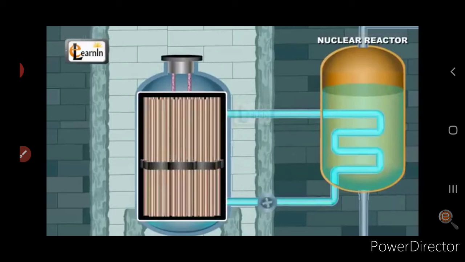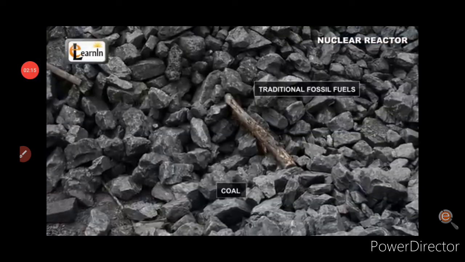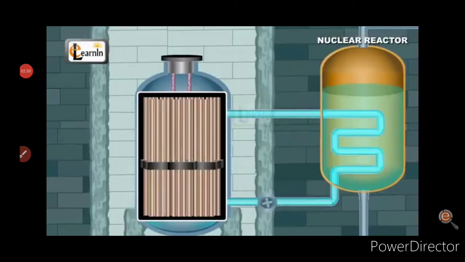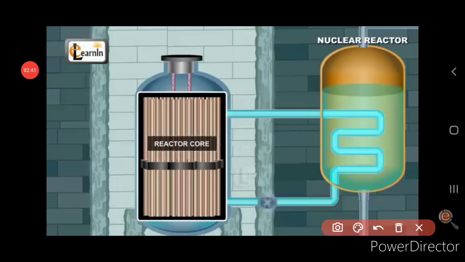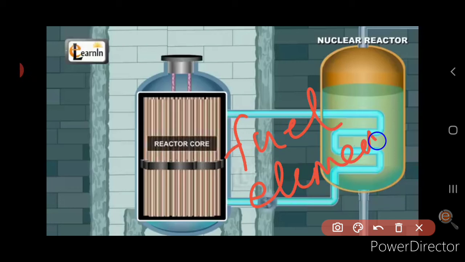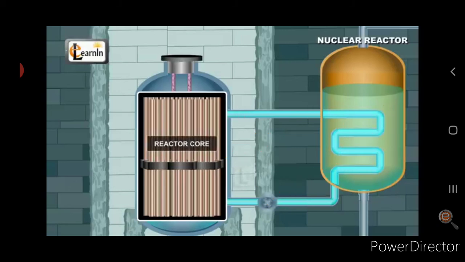In a huge reactor, nearly 1,000 fuel elements are kept in the reactor core. Traditionally, fossil fuels like coal are used, but in the nuclear reactor, uranium-235, an isotope of uranium, is kept in the form of rods 1 centimeter wide in the reactor core. Here in the picture you can see how the reactor core consists of the fuel elements in the form of rods. 1,000 rods are kept in the reactor core.